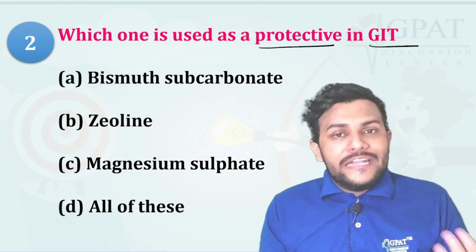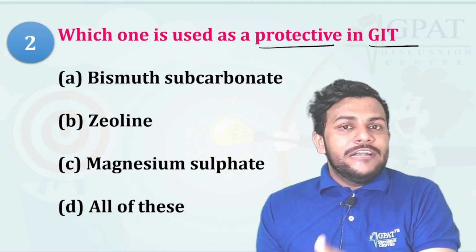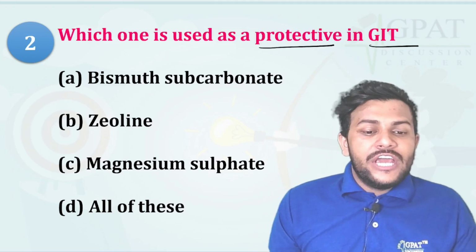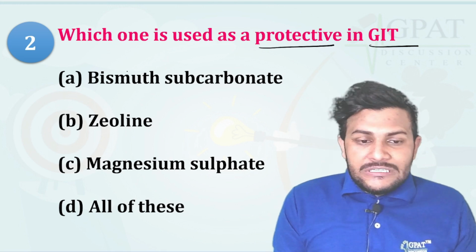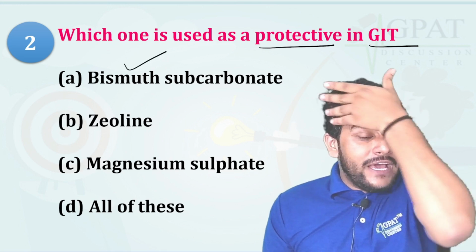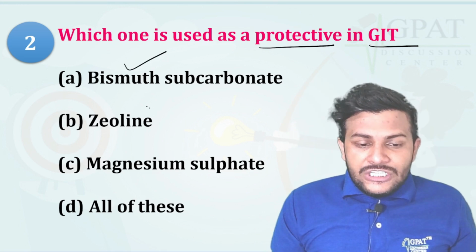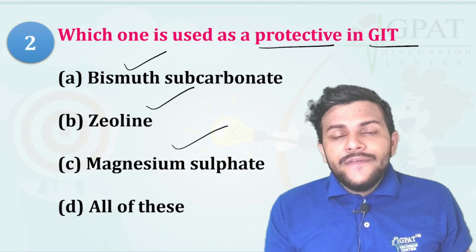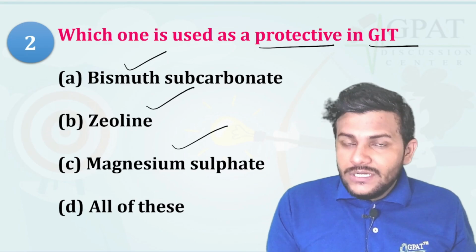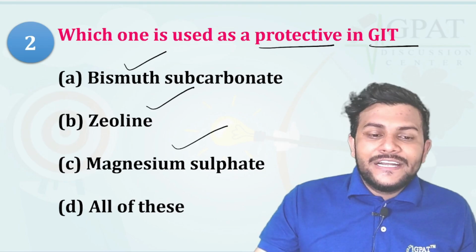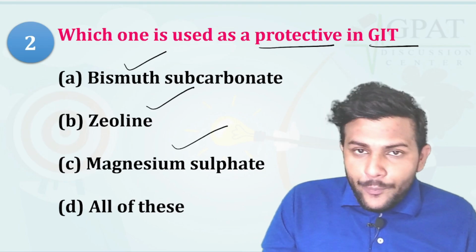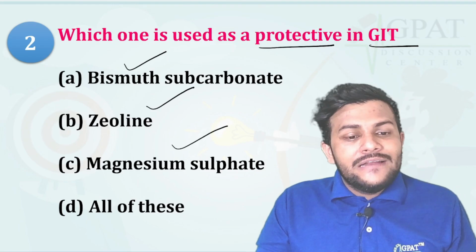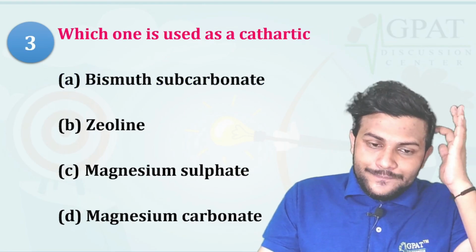The second question: which of the following is used as a protective in the GIT, the gastrointestinal tract? The options are bismuth subcarbonate, zeolite, and magnesium sulfate, also known as Epsom salt, which is used as a laxative. So the only GIT protectant here is bismuth subcarbonate.